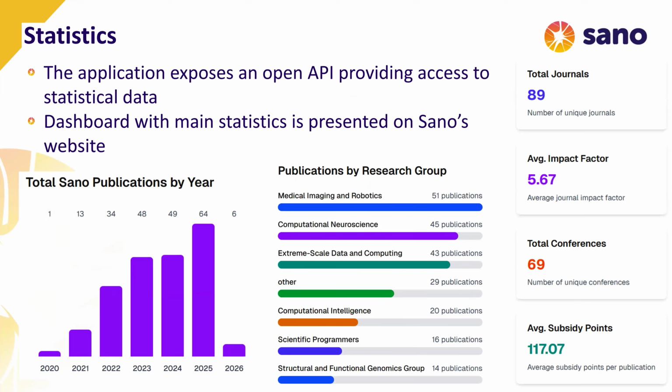Additionally, there is a statistics dashboard, which is generated by our publication tool. It is presented on Sano's main page, and it shows some nice graphs about our efficiency. You can see the amount of publications by year, by research group, and some other interesting statistics. This is facilitated thanks to an API that the application exposes for our web page, where the statistics are shown.